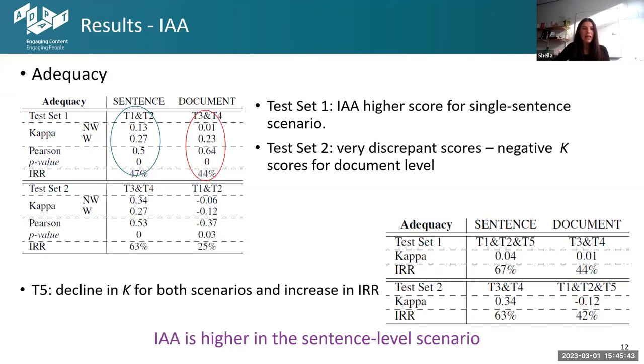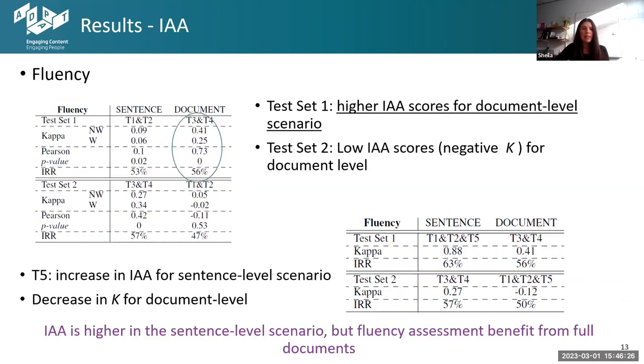inter-annotator agreement is higher for single sentence scenarios there in test set 1. And that's the first time that I saw a negative kappa ever in my life, when I asked them to give one score per document. So meaning that there was absolutely no agreement whatsoever. And the same thing happened when I added a third translator there to try to see if it was one translator's problem. It was not. So we see that the inter-annotator agreement for adequacy was higher in the sentence level methodology. And then for fluency, you see again that for the document, we saw the higher inter-annotator score there.